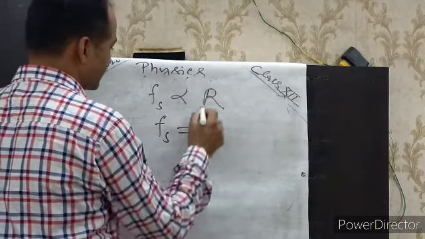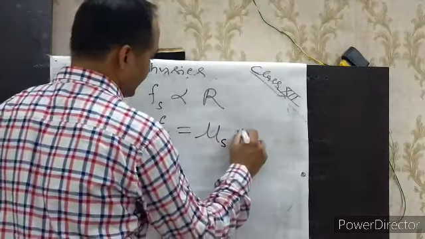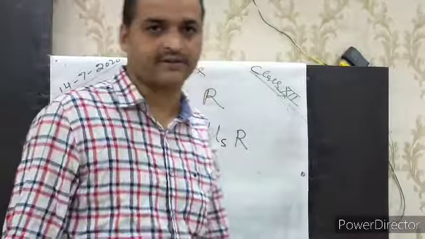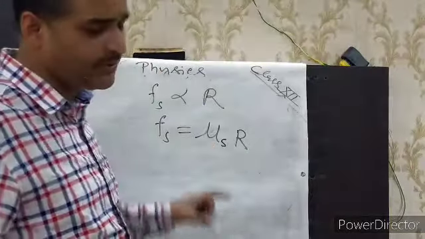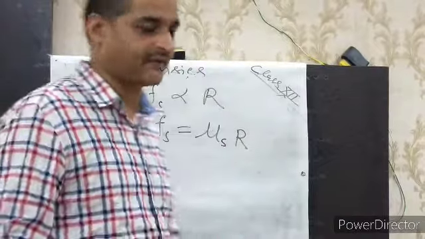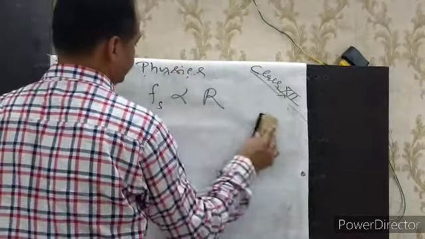Then Fs is equal to, there must be a constant. That constant is mu s, and mu s is called the coefficient of static friction. Mu is called the coefficient of friction, and mu s is the coefficient of static friction. Clear? Then Fs is equal to mu s R.